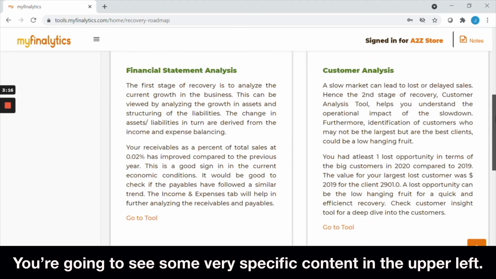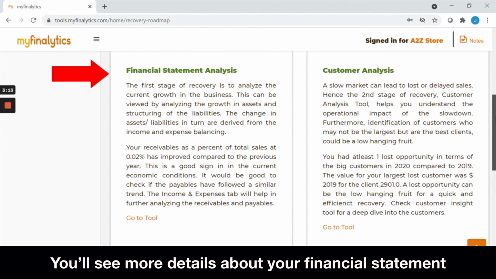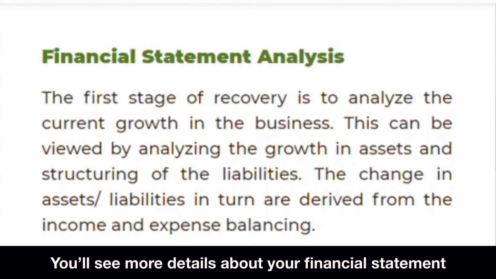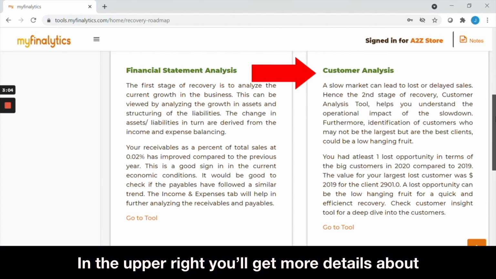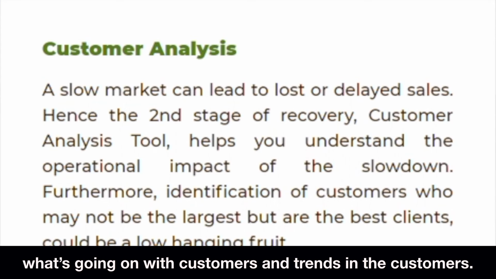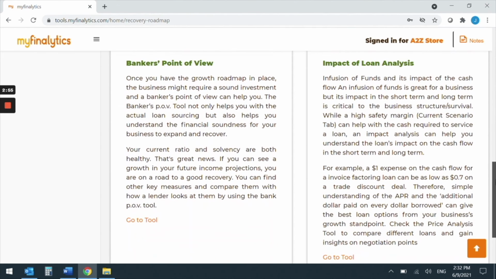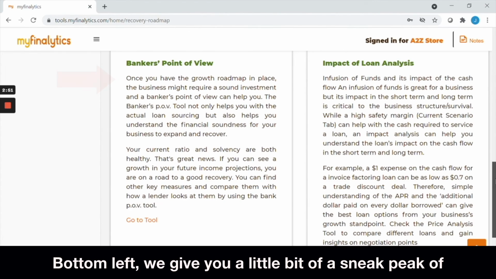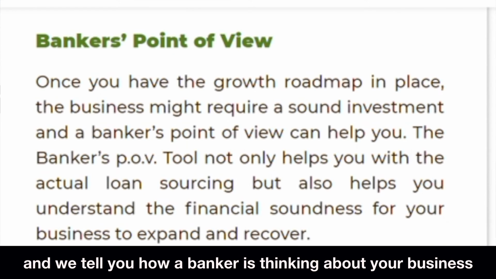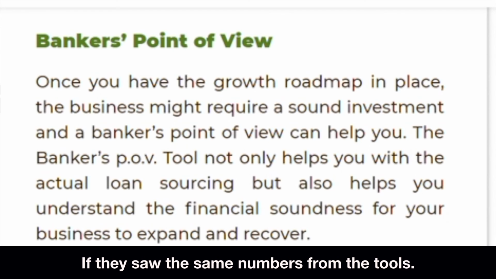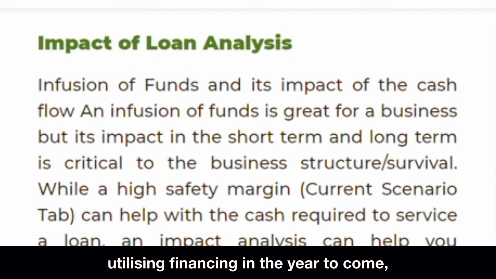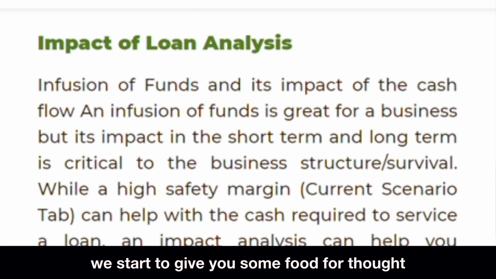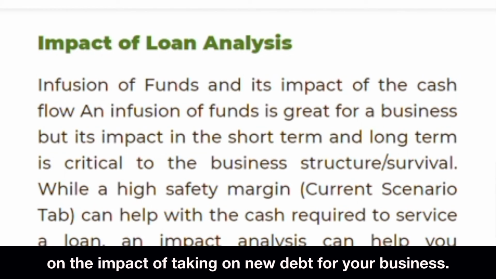You're going to see some very specific content. In the upper left, you'll see more details about your financial statement and the analysis of what's going on with your business. In the upper right, you get more details about what's going on with customers and trends in the customers. Bottom left, we give you a little bit of a sneak peek of our Banker POV tool, and we tell you how a banker is starting to think about your business if they saw these same numbers from the tools. And on the lower right, similarly, if you're thinking about utilizing financing in the year to come, we start to give you some food for thought on the impact of taking on new debt for your business.